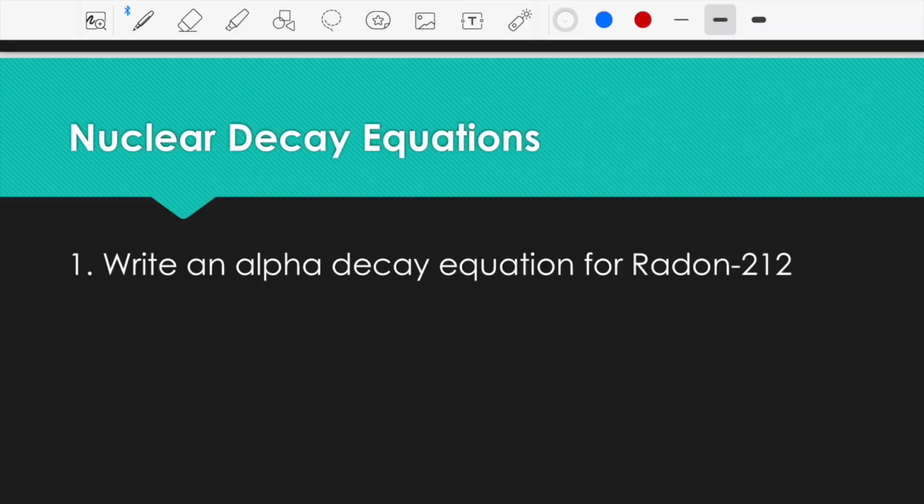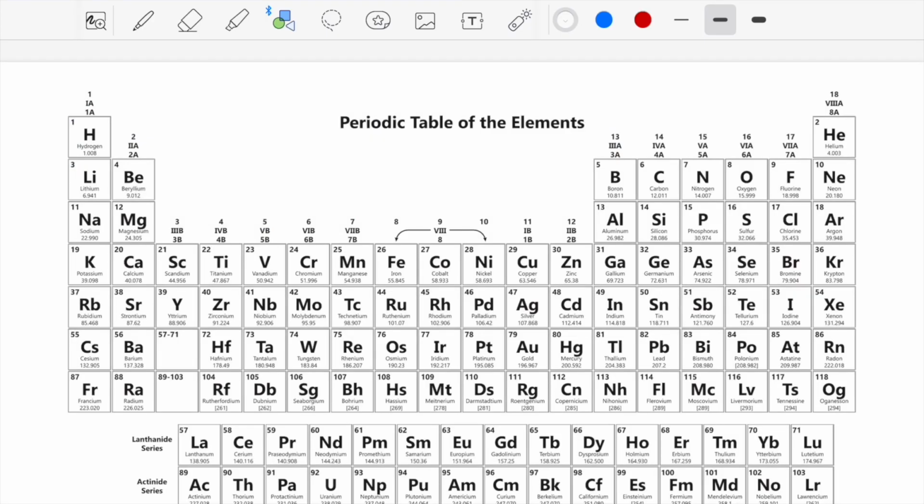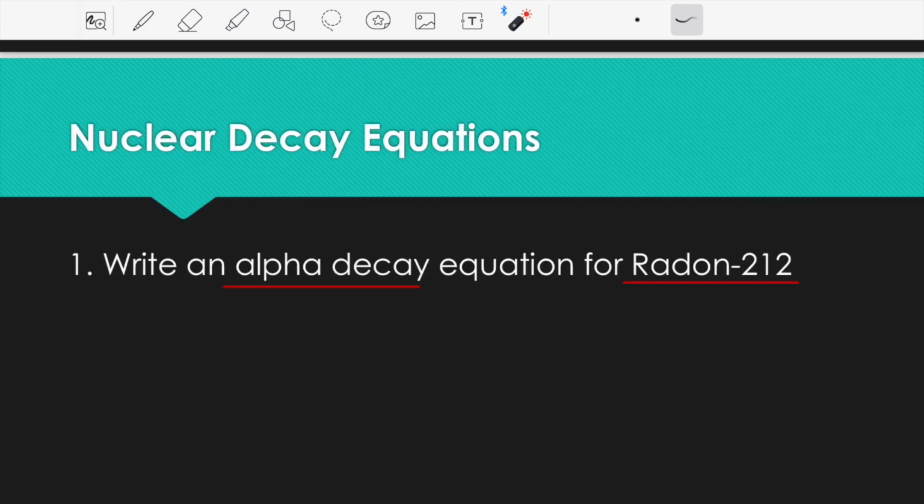Now we're going to go over how to actually write nuclear decay equations. Anytime you write nuclear decay equations, you're going to want to make sure you have a copy of the periodic table handy. So first, we're going to need to write a decay equation for an alpha decay of radon-212. The first thing I have to do is write the isotope notation symbol for the parent nucleus, which is radon-212. So I'd go to my periodic table. I'd find radon, it's right here. Its atomic number is 86, its symbol is Rn.